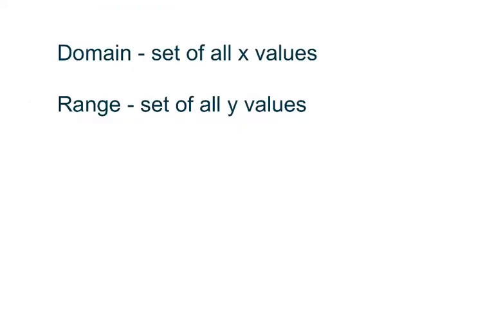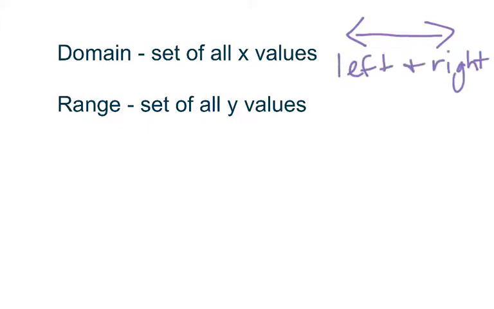Okay, so you've probably seen this before. The domain is the set of all x values. If you ever forget this, I want you to think about the x-axis. It goes from left to right. So domain really means how far left and right the graph goes. That's how we're going to think about it.